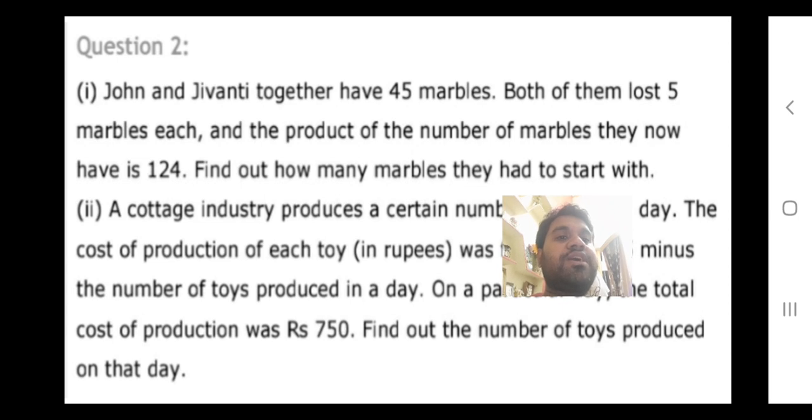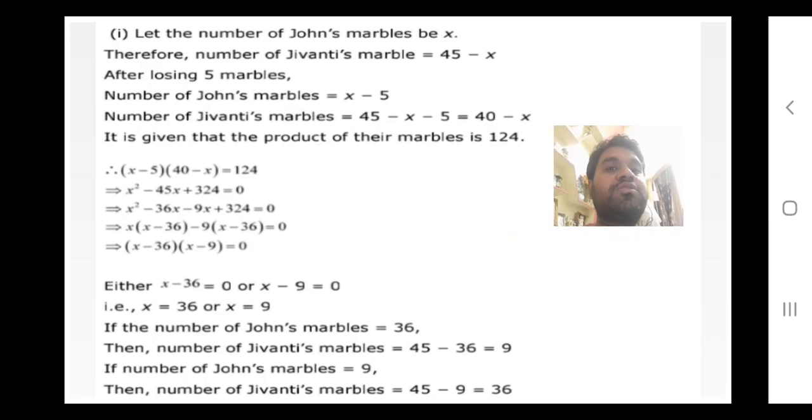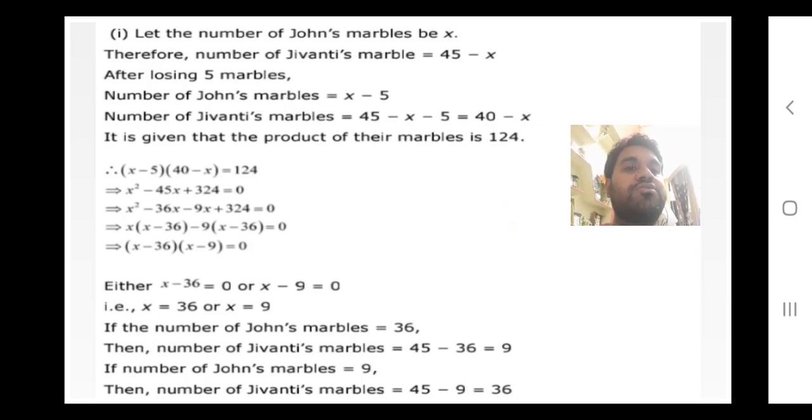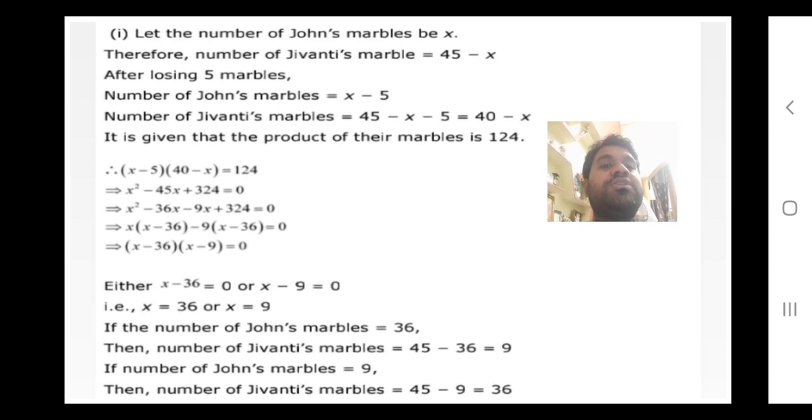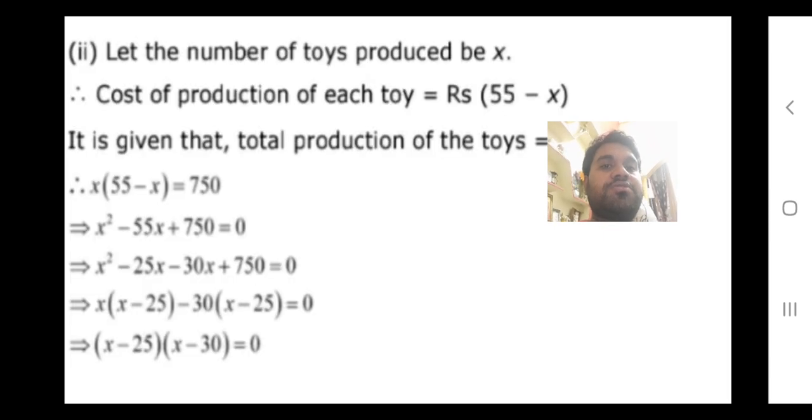So in the starting they have x and 45 minus x, but later on when they lost marbles, you can see that the number of marbles John has now is x minus 5, and the number of marbles Jivanti has is 45 minus x minus 5, that is 40 minus x. Now the new numbers they have are x minus 5 and 40 minus x. The product of these two, according to the question, is 124. So multiplying and solving, finally you will get the answer. Similarly, you have to do the other part, the second part, also.